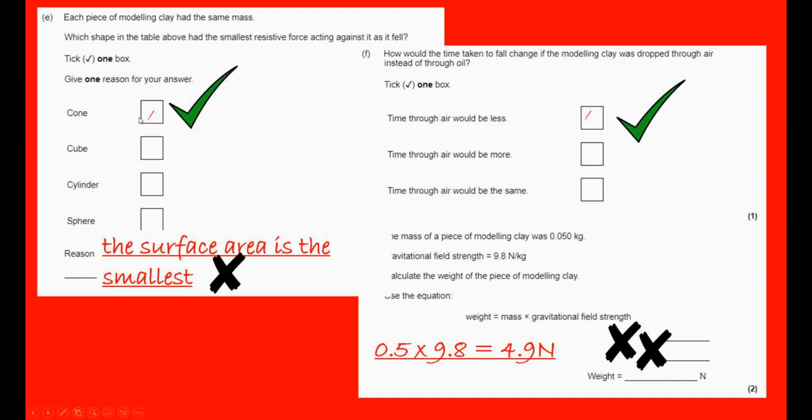Now it might well be because the surface area is the smallest, causing it to have the shortest amount of time, because it was more streamlined, but that's not the answer that we're looking for. We're looking at why you know it's the cone. Okay, and that's to do with the time taken. Okay, next bit, air is true because it would go through less because air's much less viscous, it's much less thick than oil, so there's less resistive forces that have a higher terminal velocity.